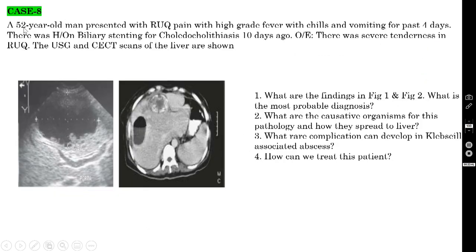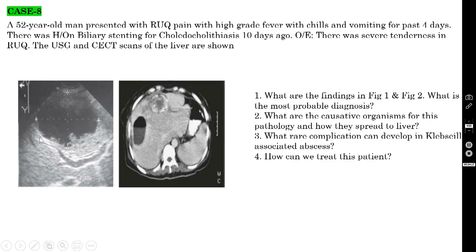Case number 8. A 52-year-old man presented with right upper quadrant pain with high-grade fever, with chills and vomiting for past 4 days. There was history of biliary stenting for choledocholithiasis 10 days ago. On examination, there was severe tenderness in right upper quadrant. The ultrasound and CECT scans of the liver are shown here. What are the findings in figure 1 and figure 2? What is the most probable diagnosis?